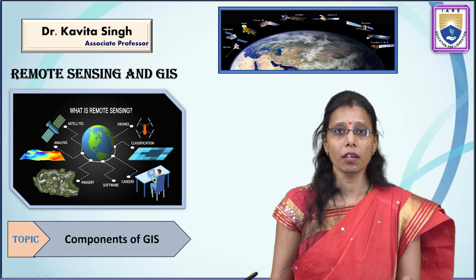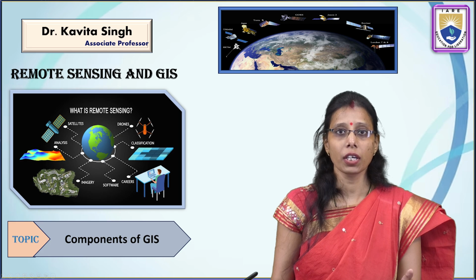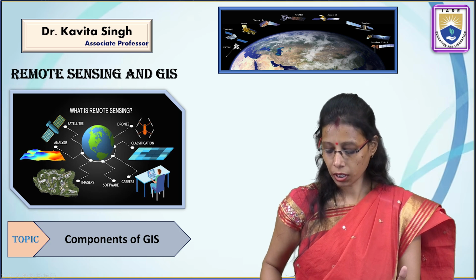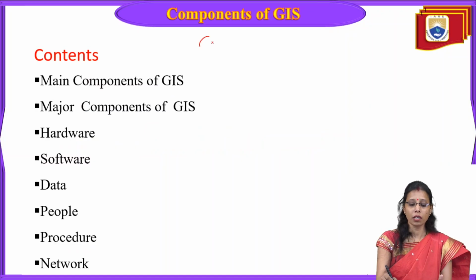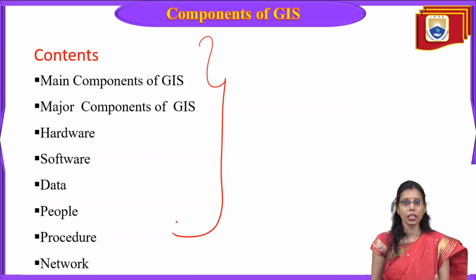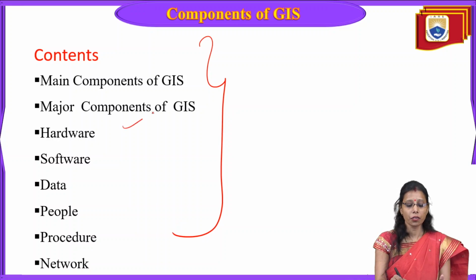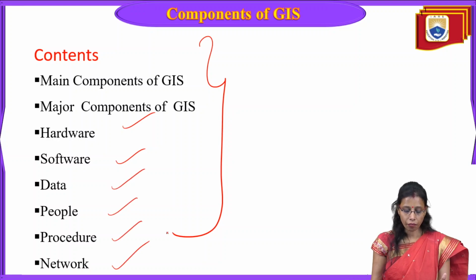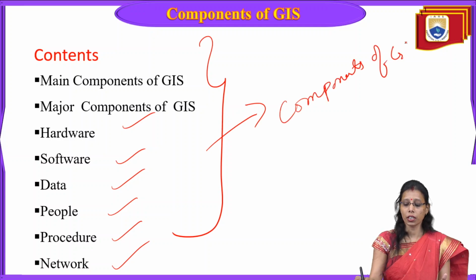In components you may have different types of hardware, software, users, people and data. All that we are going to learn today in this topic, components of GIS. So let us start with the contents. Today's contents are main components of GIS, major components of GIS, hardware, software, data, people, procedure, network. These are different components which, if we combine together, we call components of GIS.